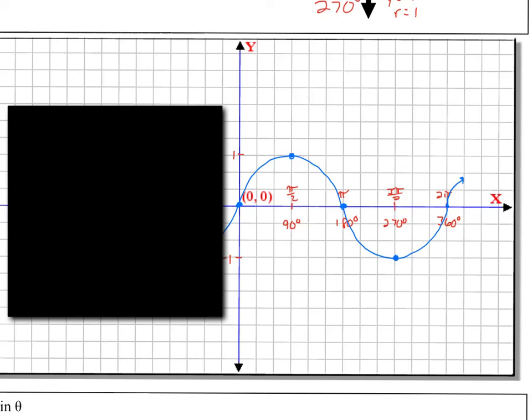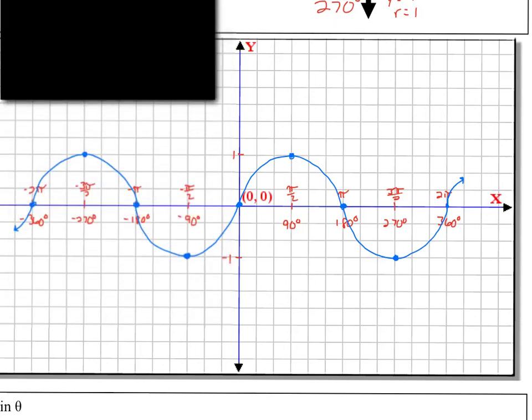I then connect those dots with smooth curves. The beginning from 0 to 180 degrees, it's concave down. It's like part of a parabola. And from 180 to 360, it's concave up. That represents 1 period of sine. That's the unique shape that's repeated for itself over and over and over again.